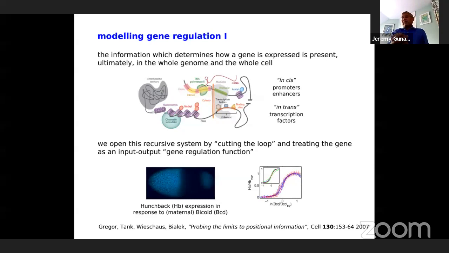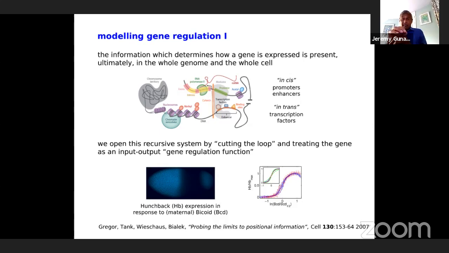What information determines whether or how a gene is expressed? Traditionally we divide this into two parts. There's information which, in the language of biology, we say is in cis, meaning it's present in the sequence, DNA sequences near that gene, in regions that are called promoters if they're close to the start site of the gene, or enhancers if they're far away. But there's also information in trans, which is in the shape of the actual proteins called transcription factors, which bind to those sites.